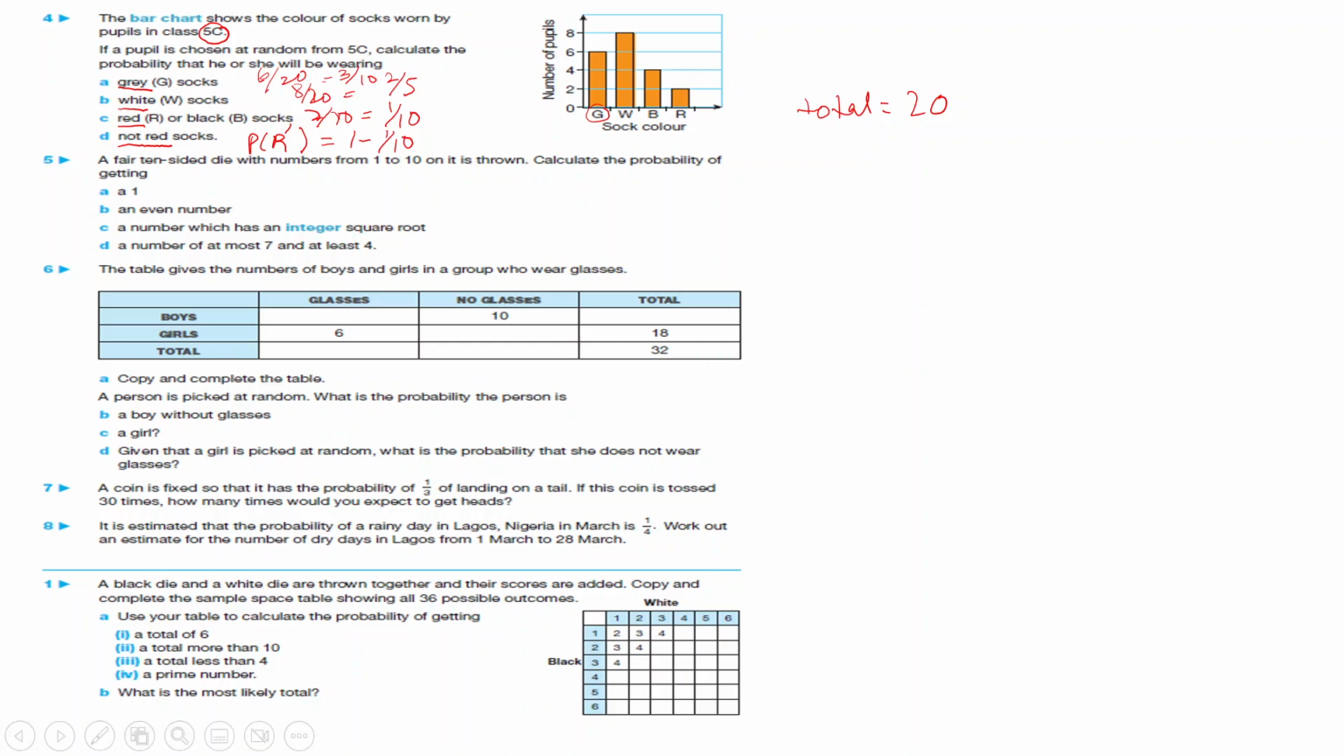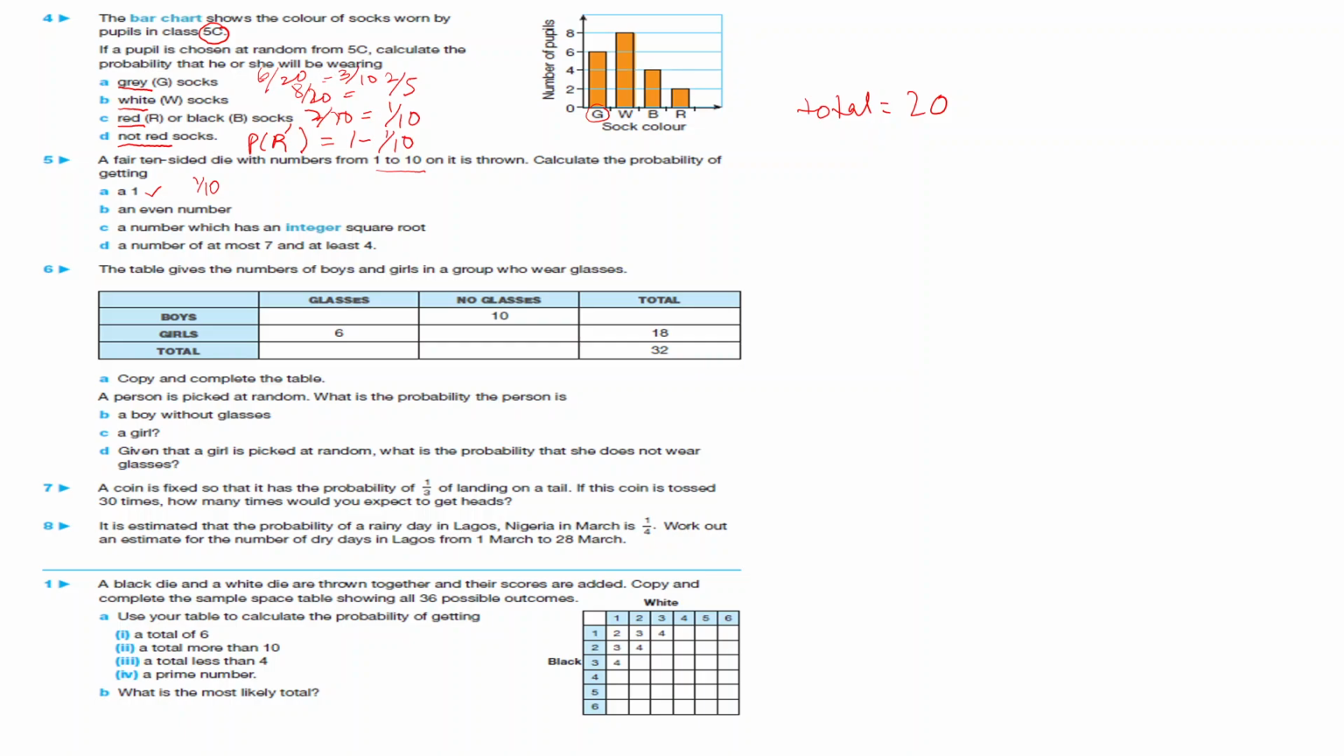The next question here is: a fair 10-sided die with the numbers from 1 to 10 on it is thrown. Calculate the probability of getting a 1. So it's a 10-sided die, so all possible outcomes are 10. So getting 1 should be 1 over 10.